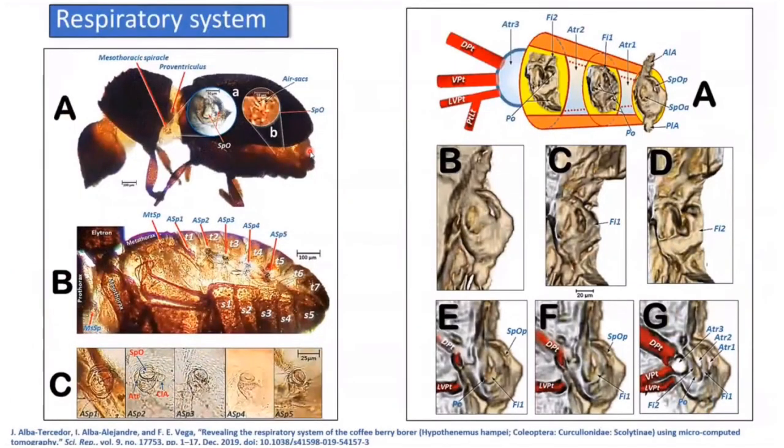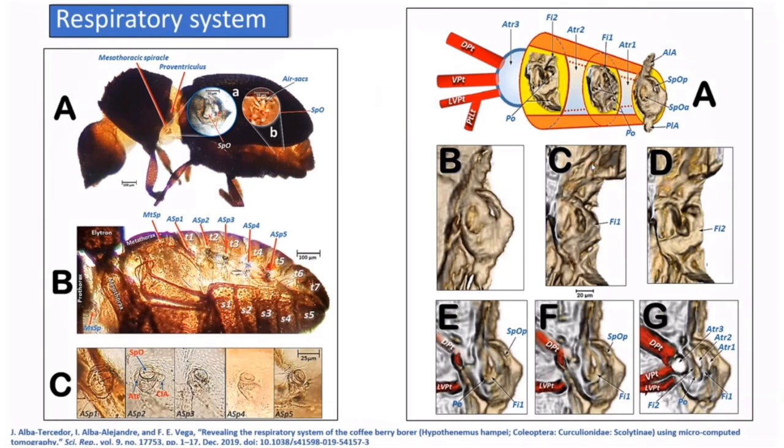When studying the respiratory system of this insect, most of the holes that communicate the exterior with the internal tube of the tracheal system are below the elytra. But there is a big mesothoracic spiracle, and this one is very exposed to dust. So how do they solve it? We discovered that they have three filters before entering the area from where the tracheal tubules depart. So this is something very interesting that we discovered.